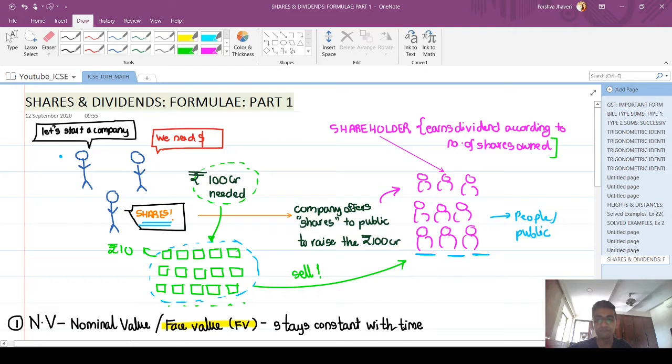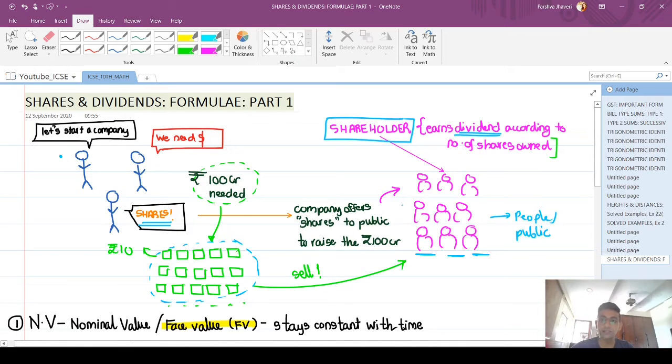They sell it to them, and once people buy it, they officially become shareholders of whatever company these three men started. And once you become a shareholder, you are entitled to receive a portion of the profits that the company makes in accordance to how many shares you own. Because you are taking that risk of investing in the company, they will give you a portion of their profits for the year, and that's called dividend.